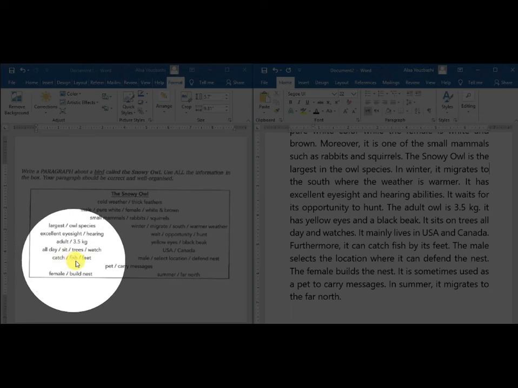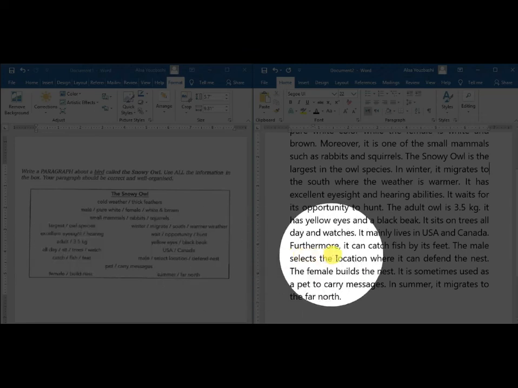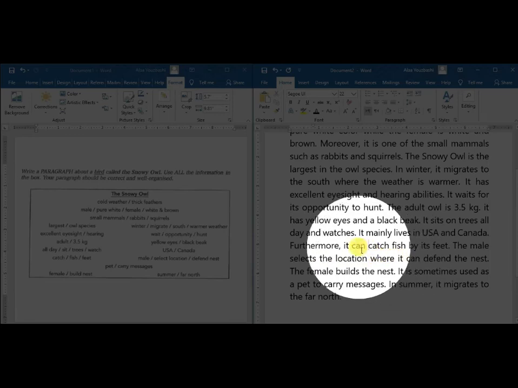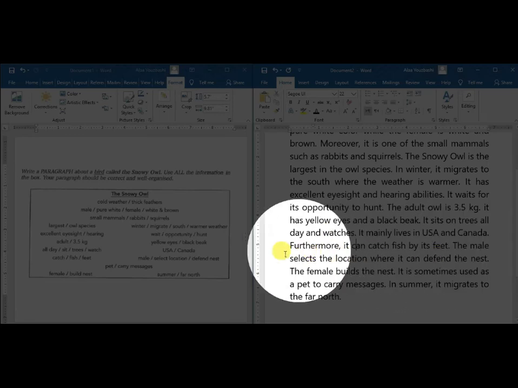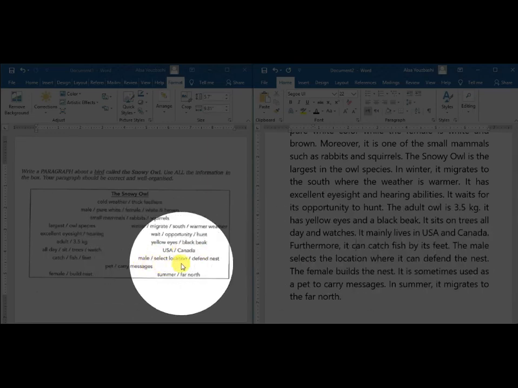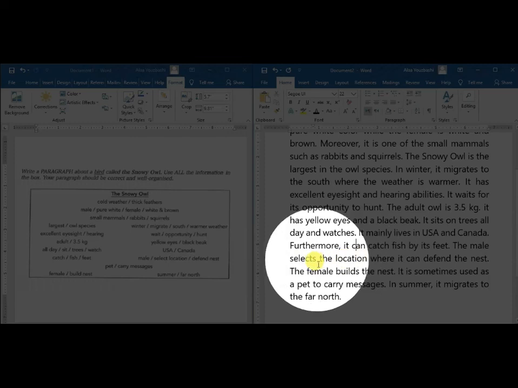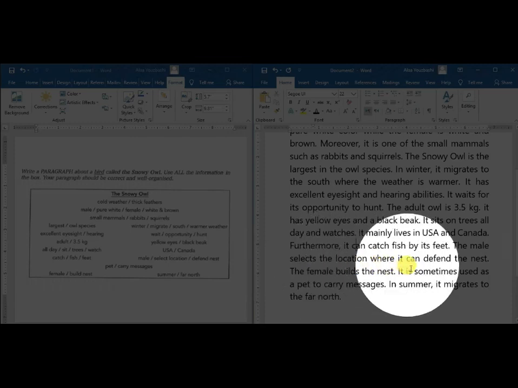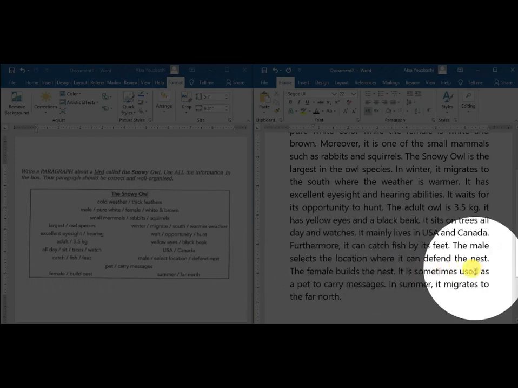So catch fish and feed. So furthermore, to add new ideas, it can catch fish. You see, I used the word can. So it can catch fish by its feet or using its feet. Now the male select location, defend the nest. So the male selects the location where it can defend the nest.